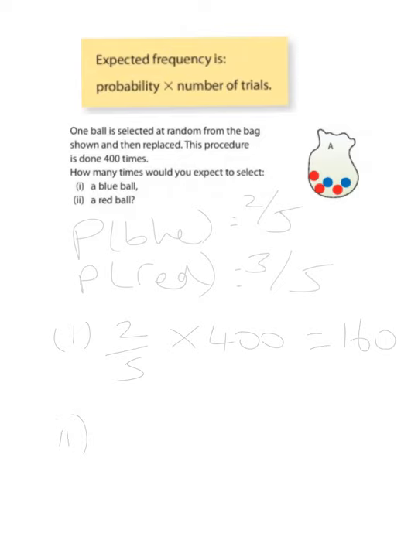The same goes for the red ball. So the red ball is 3 out of 5. Okay, so that's the probability multiplied by the number of trials, which is 400. So 3/5 multiplied by 400 would give me 240.